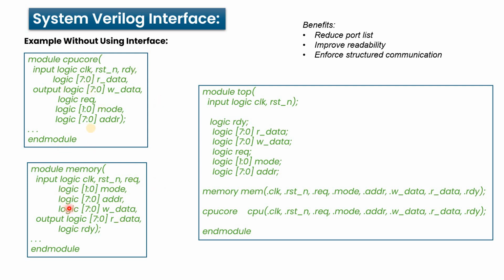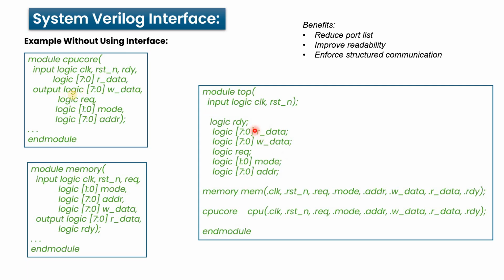So when we integrate these two modules, we have to declare these variables again, instantiate the memory and CPU, and then connect these signals using the port names. Here again we are using the named port connection approach of SystemVerilog, right? If you observe an important point here, our signal list or port list is the same in the CPU core module, memory module, and top module, right? This is a common port list and signal list.